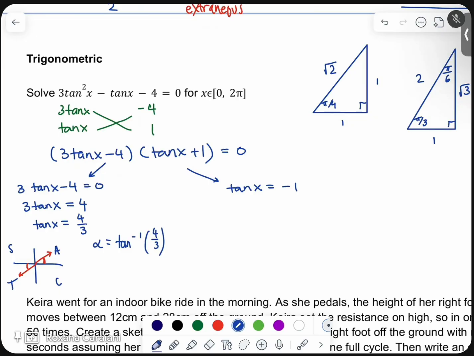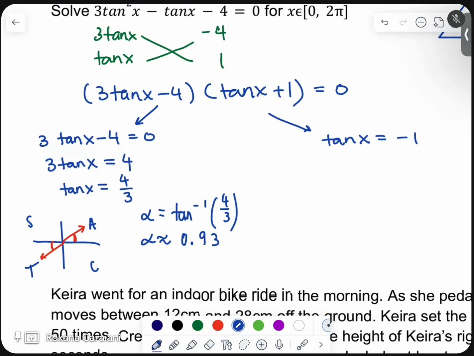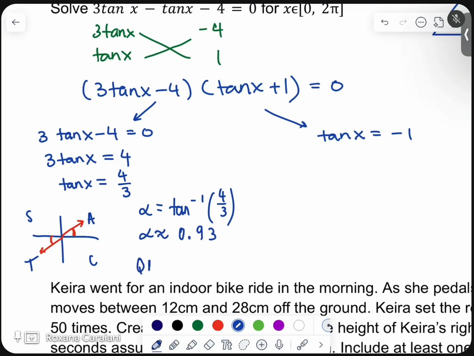Okay, so when I did tan inverse of 4 over 3, I got approximately 0.93. I didn't say how to round, so I'm just going to round to 2 decimal places. There we are. So that's my alpha angle, and in quadrant 1, x is going to equal exactly that alpha angle, because in quadrant 1, this is my angle. In quadrant 3, I have to go past pi and then add on alpha. So in quadrant 3, I'm going to do pi plus 0.93.